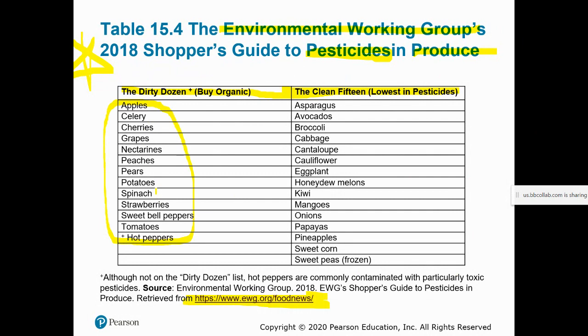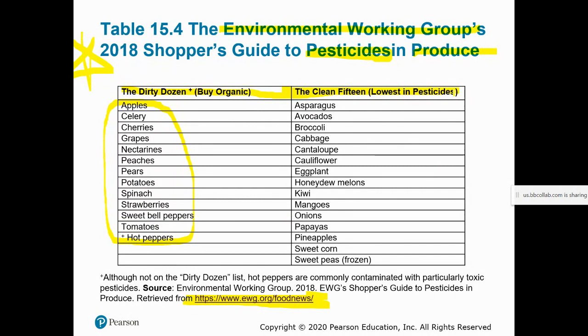So what this list is suggesting is, if possible, buy these foods organic, because then you're going to completely erase your exposure, or at least greatly reduce your exposure to pesticides. So: apples, celery, cherries, grapes, nectarines, peaches, pears, potatoes, spinach, strawberries, sweet bell peppers, and tomatoes.